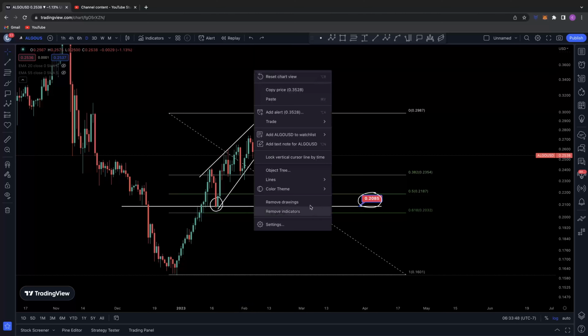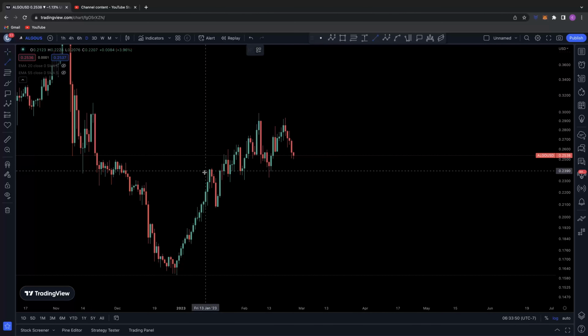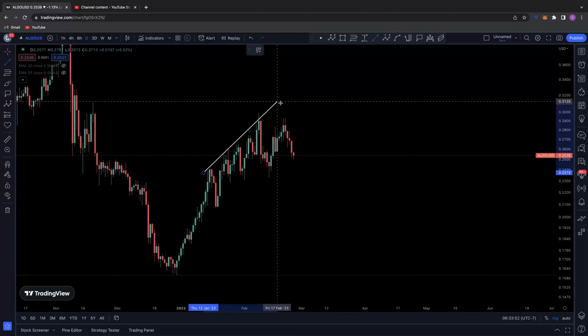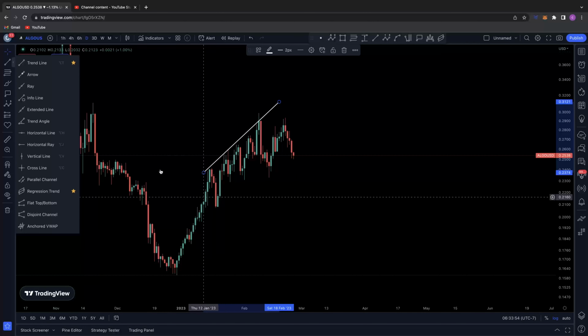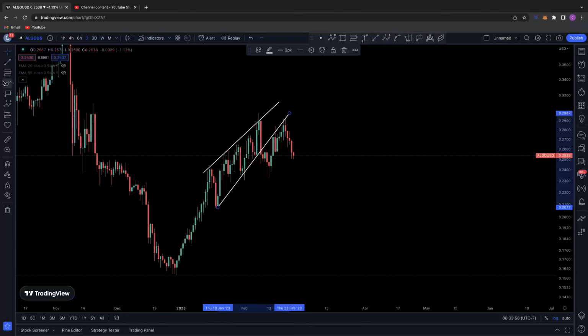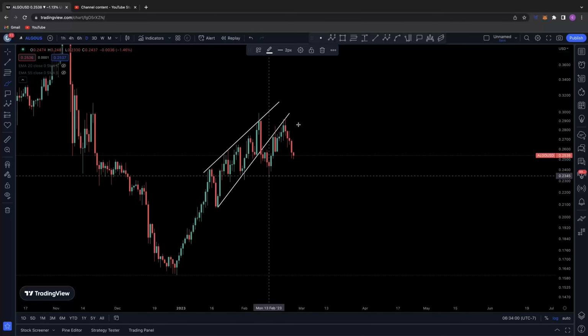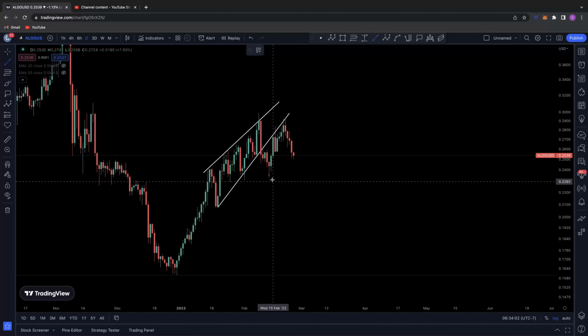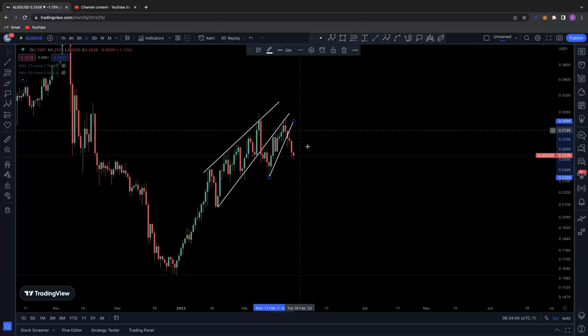So if we get the fib off and look at this a bit easier. This was the first rising wedge that we was in. Okay, so this was the first rising wedge. We've lost support of the rising wedge, okay, and we started to form another rising wedge within that. Okay, so this is what it looks like.